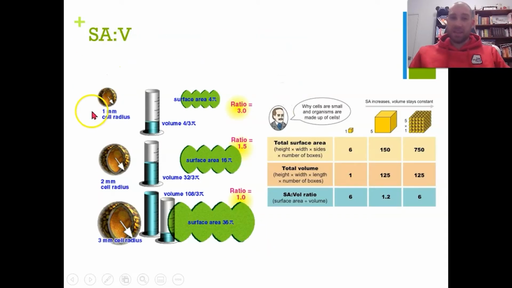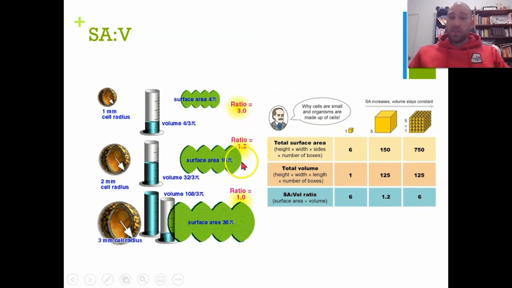So let's look at this in maths. Let's say we have a cell that's 1 millimeter in radius, which is absolutely huge for a cell. The volume of that cell would be 4/3 pi, which is 1.3 pi, and the surface area would be 4 pi. So 4 divided by 4/3 is 3, so it's a 3:1 ratio of surface area compared to the volume. If we double that cell's radius, so now it's a 2 millimeter radius cell, which again is absolutely huge for a cell, our volume has gone up to 32/3 pi, and our surface area is only 16 pi. 16 divided by 32/3 gives you 1.5, so it's 1.5 to 1.